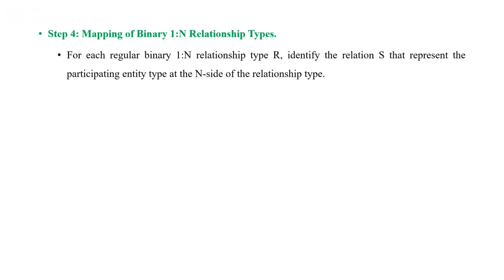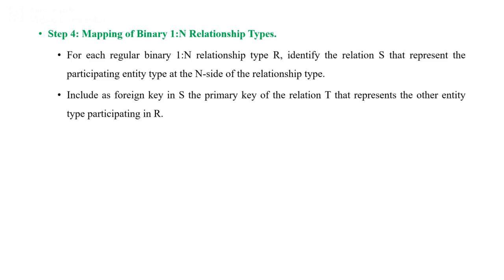And on the other side, the T relation participates by using a primary key constraint, so that you can represent it in a 1:n manner. So here it includes the foreign key in S, then the primary key of relation T that represents the other entity type participating in R. It includes any simple attributes of the 1:n relation type as attributes of S. I already clearly mentioned that.